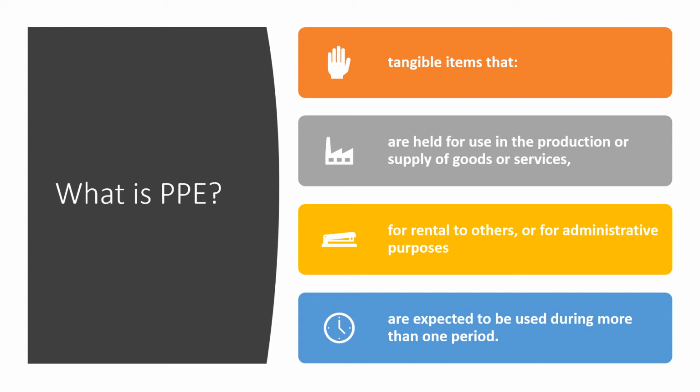You also need to use your property, plant and equipment to make goods or services. So if you're actually selling the factory, it wouldn't count as PPE. We can also use it to rent to other people or for admin purposes, for example, an office building. And remember, we need to keep it for more than 12 months. So if we use it for less than 12 months, it might not be classified as PPE.